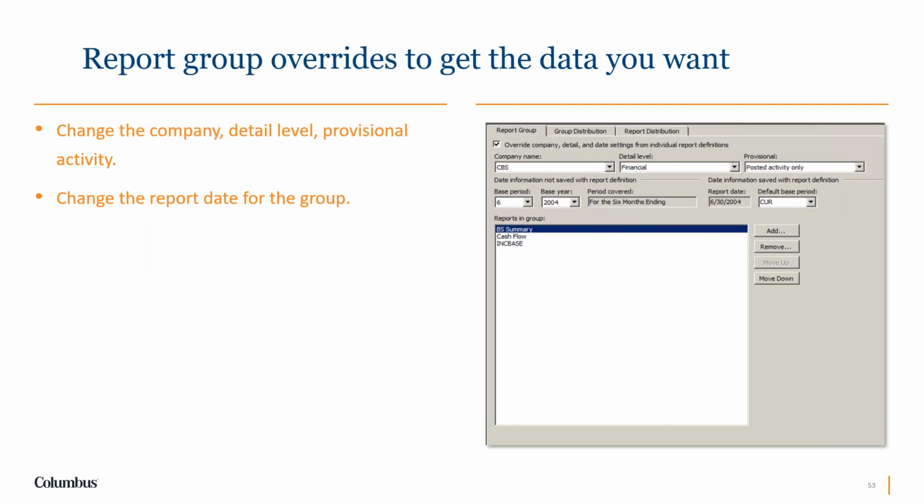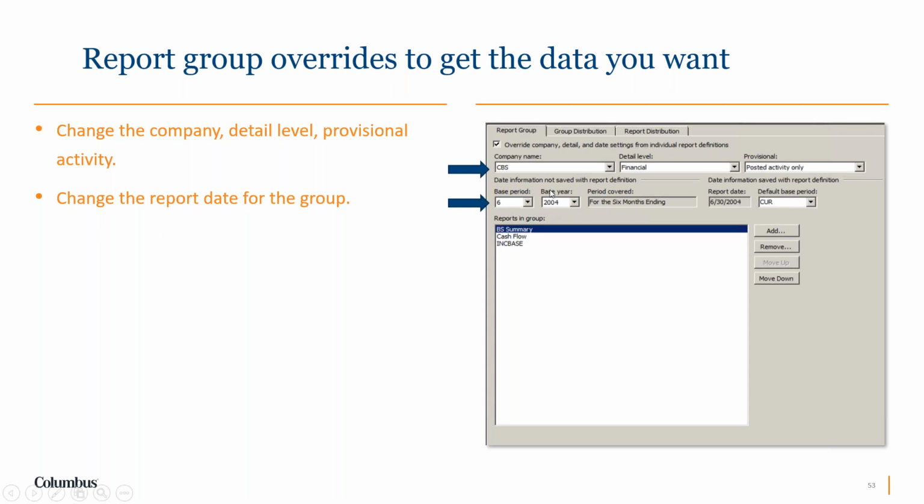This is the report group overrides to get to the data that you want. Changing the company or changing the report date, the report group allows you to change what the individual reports would say and allow all the reports to run for a specific date or for a specific time.